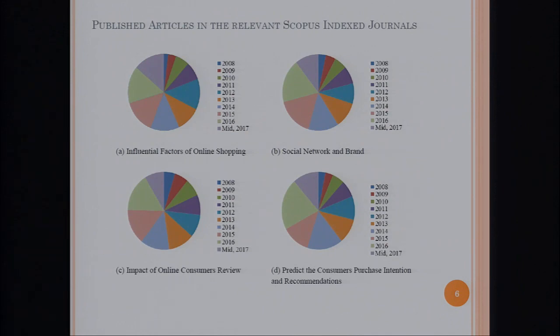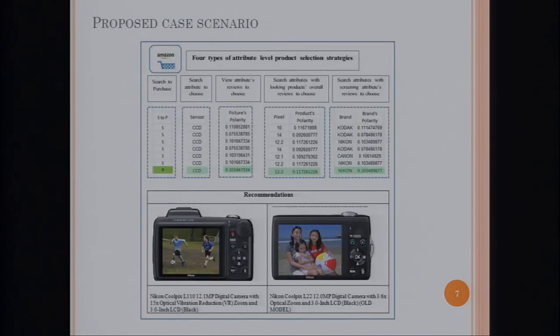This is the published paper's relevant area, and this is the proposed case scenario. We divided the case, from search to purchase, into 4 separate parts. One is search attribute to choice, like people can search the sensor attribute CCD and finally choose CCD. And one is view attribute review to choose, like picture polarity is 0.11 and finally choosing 0.10.